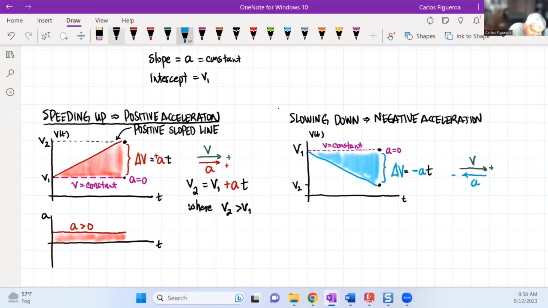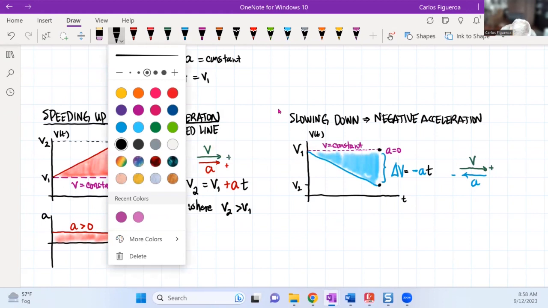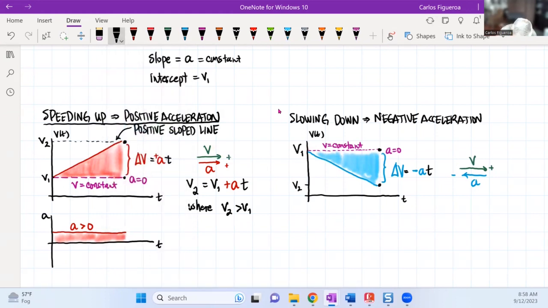So equation-wise, this reads that V2 is equal to V1, and then I get my minus A times T. So you could see here that once again, how we define speeding up and slowing down is only the sign of the acceleration. In this case, V2 is less than V1.